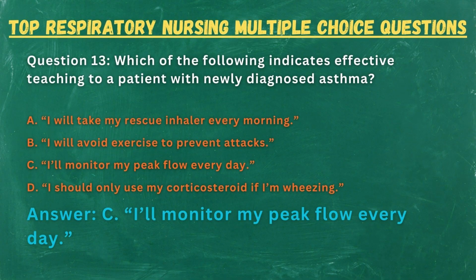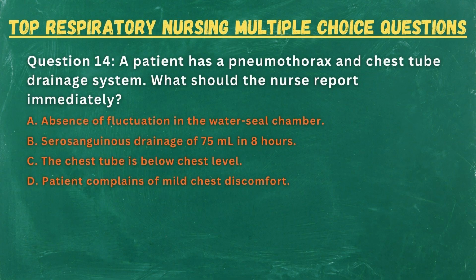Answer. C. I'll monitor my peak flow every day. Question 14. A patient has a pneumothorax and chest tube drainage system. What should the nurse report immediately? A. Absence of fluctuation in the water seal chamber. B. Serosanguinous drainage of 75 milliliters in 8 hours. C. The chest tube is below chest level. D. Patient complains of mild chest discomfort.